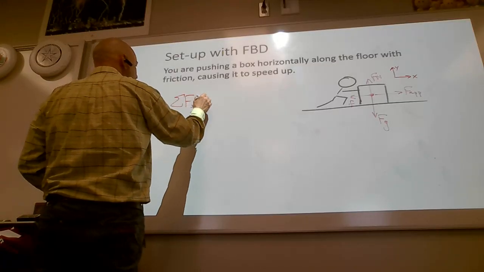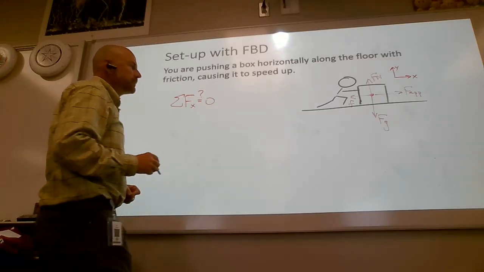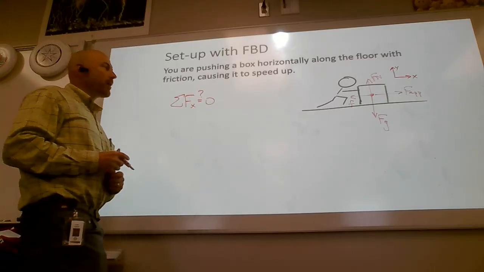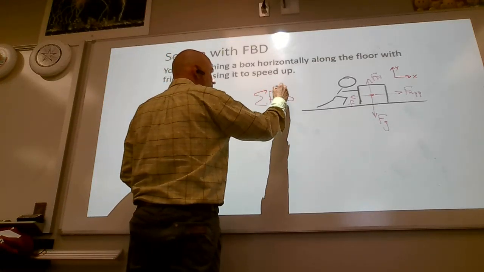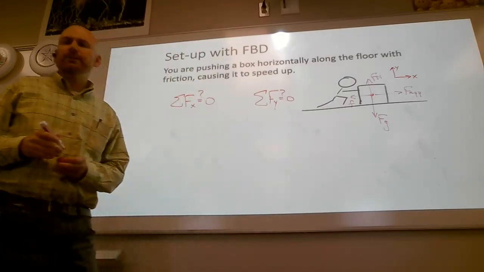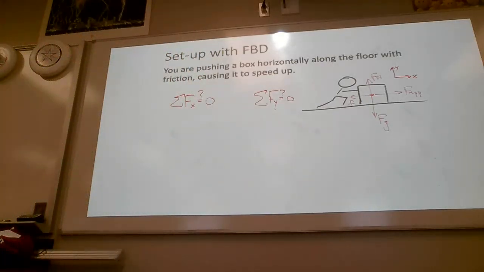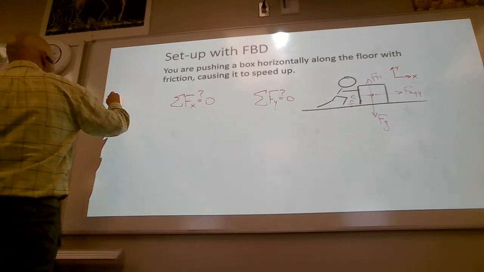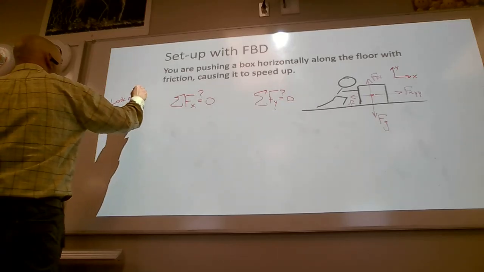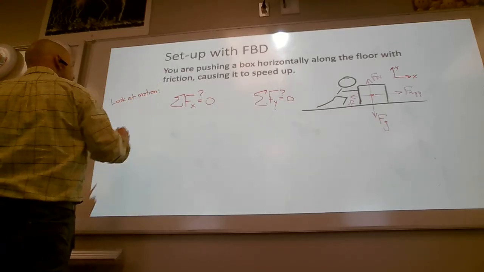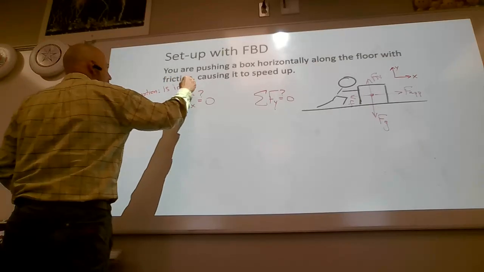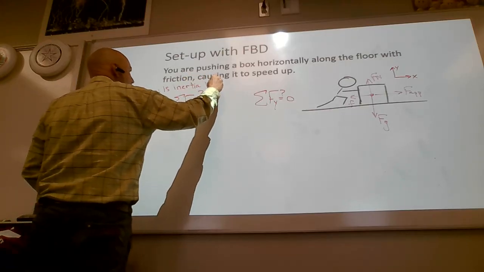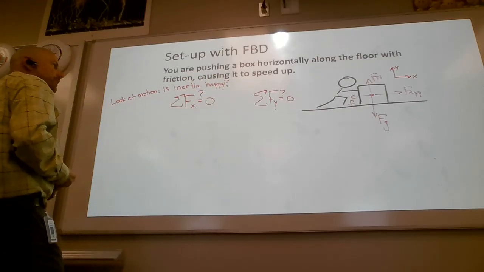Step 3 is to look at the forces in the x direction and say, when they add them up, are they equal to 0? And we're going to ask the same question for the forces in the y direction. Do the sum of the forces equal 0? Okay. To answer this, we're going to look at the motion, and we're going to ask ourselves, is inertia happy? Is inertia doing what it wants to do in that direction?